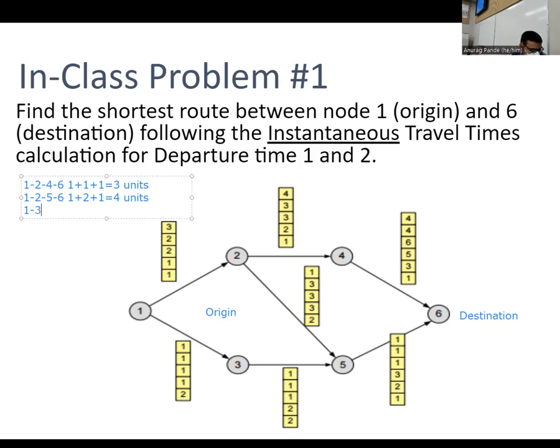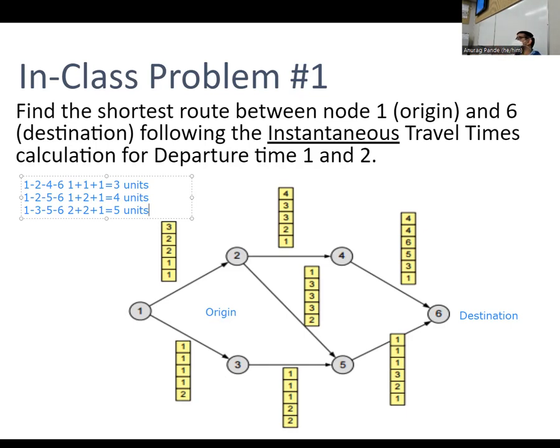Now I want to do 1, 3, 5, 6. Easy enough. I just look at what's happening at t equal to 1 at these different links. What 3 numbers do I add up? Okay, what happens in 1, 3, 5, 6? That's exactly right. I'm going to just do 2 plus 2 plus 1. I got 5 units.